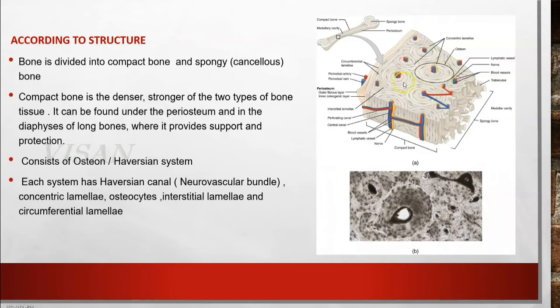And in between each Haversian system, we can also see the layer of bone called the interstitial lamellae. And surrounding the whole bone, we can see the layer of bone called the circumferential lamellae. And the bone on the outer aspect is covered by the periosteum.